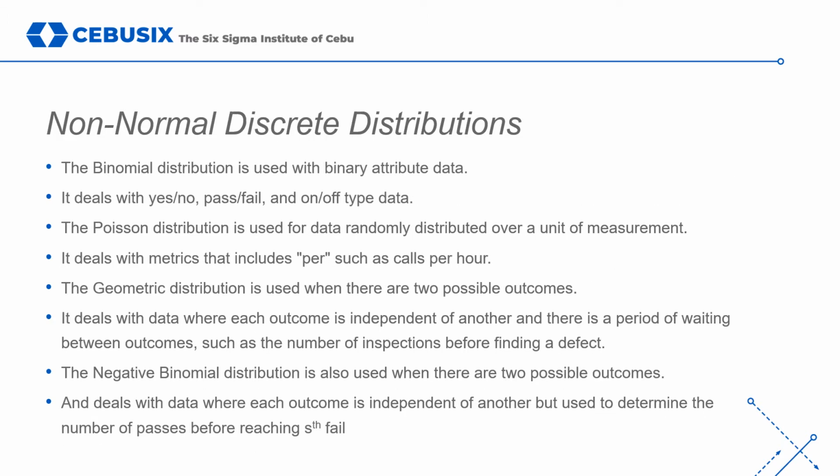A binomial distribution is used when you are dealing with discrete data and there are only two outcomes for each trial or sample. In short, binomial distributions relate to attribute data. Yes or no, pass or fail, one or the other. A binomial distribution assumes that the outcome of any given trial is independent of the outcome of another trial.